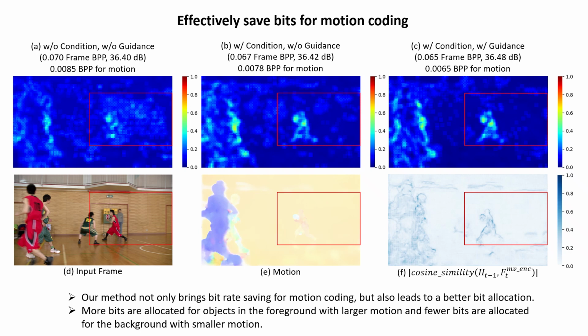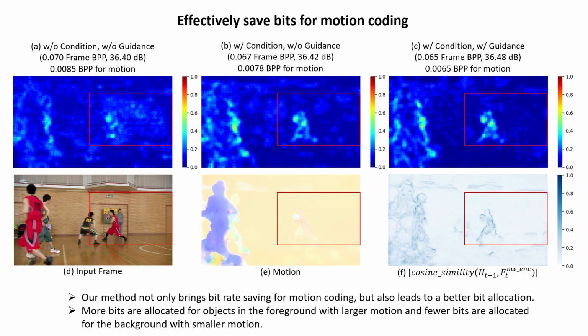The top row shows the pixel-level bit allocation for coding the motion latent. It can be seen that introducing motion condition not only brings bit rate saving for motion coding, but also leads to a better bit allocation. More bits are allocated for objects in the foreground with larger motion and fewer bits are allocated for the background with smaller motion. When motion condition and motion guidance are both introduced, such effect is more obvious.